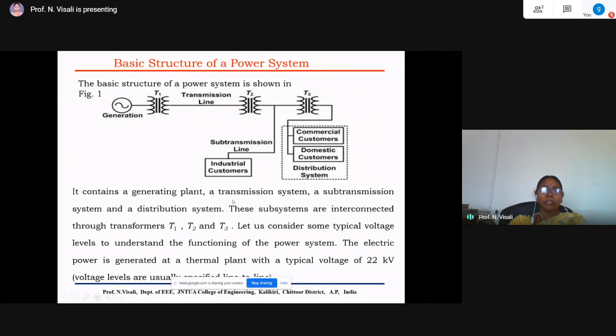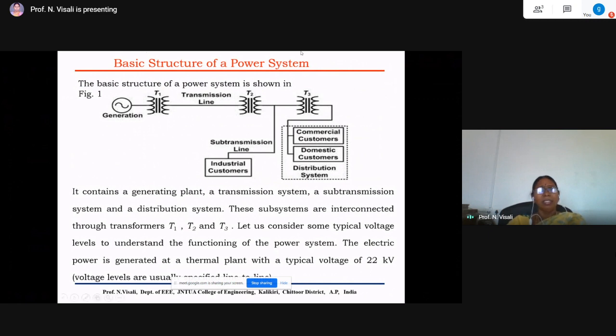Last class I also explained the basic difference between DC transmission and AC transmission, and the levels of voltage in transmission and distribution. Today's class I am mainly concentrating on the transmission part.